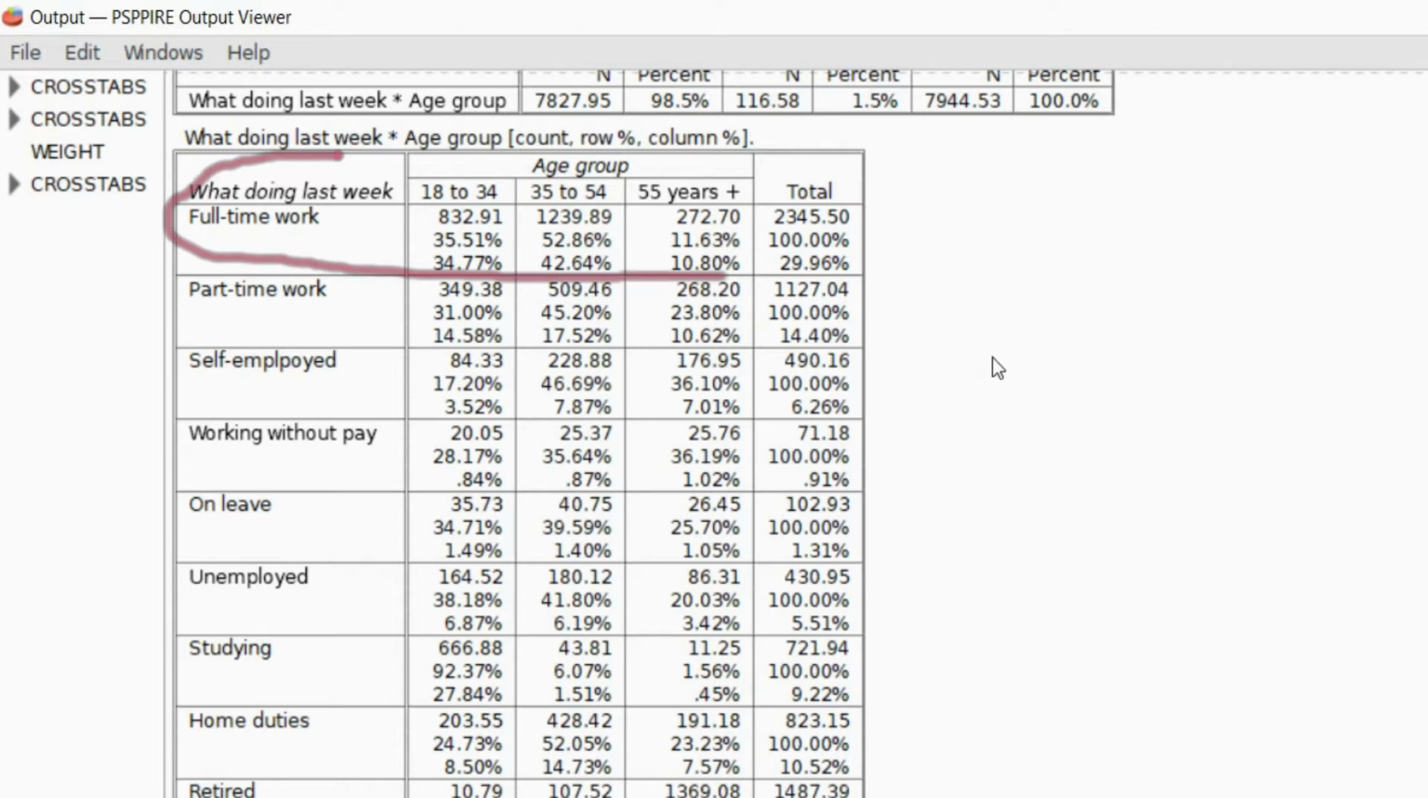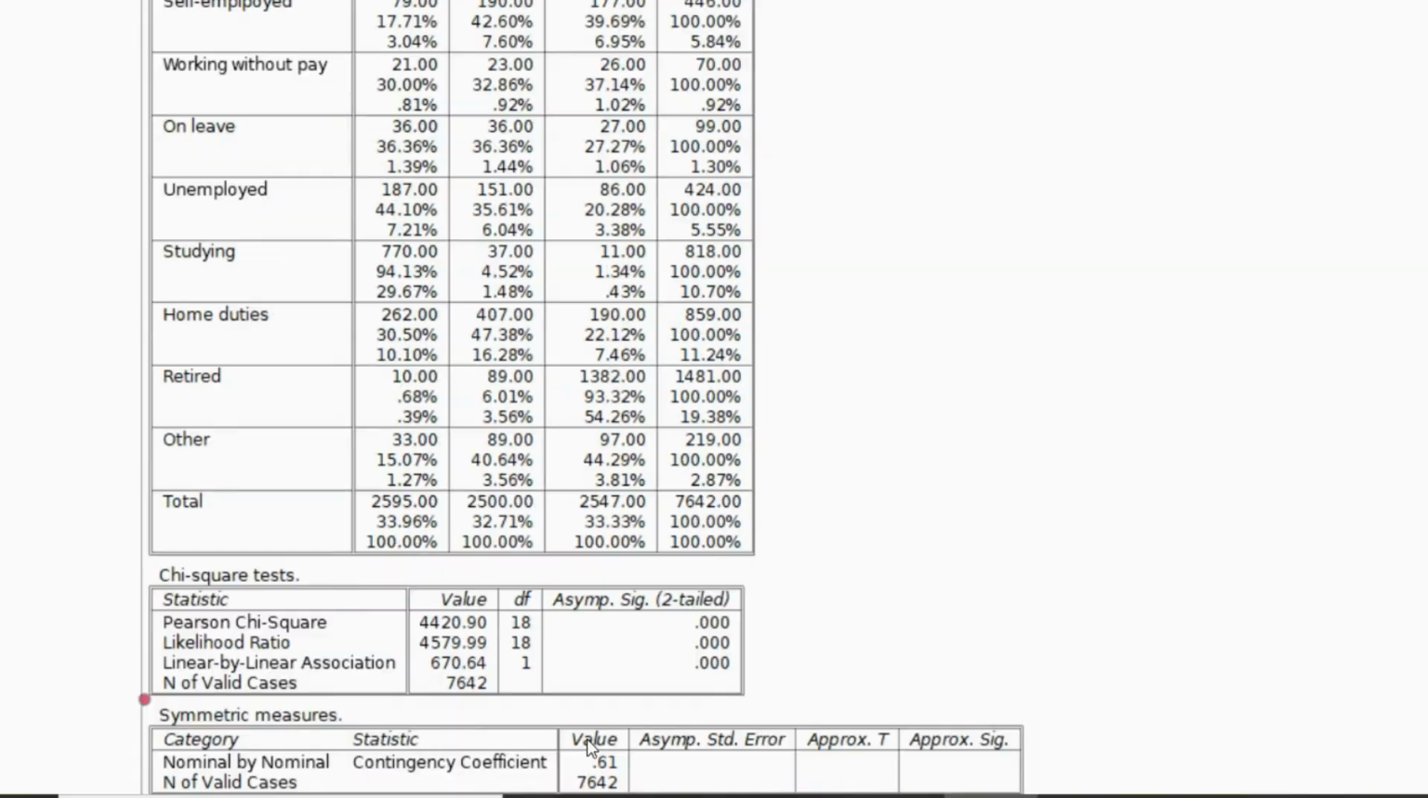But we might want to compare the rates of full-time work in these different age groups. In that case, we look at the row percentages. So of all the younger group, 35% were in full-time work, compared with 43% in the middle age group and 11% in the older age group. Down below the table is the contingency coefficient, which tells us the general strength of the relationship between these two variables.